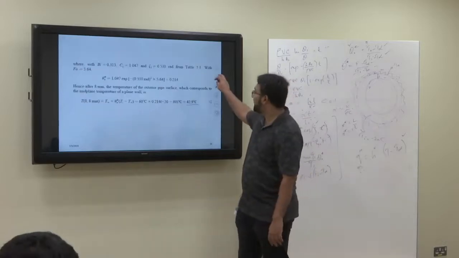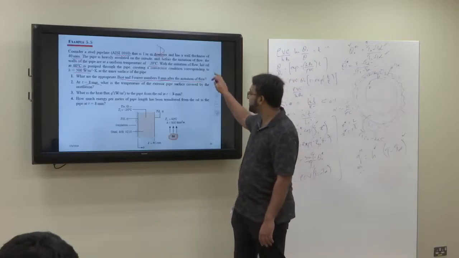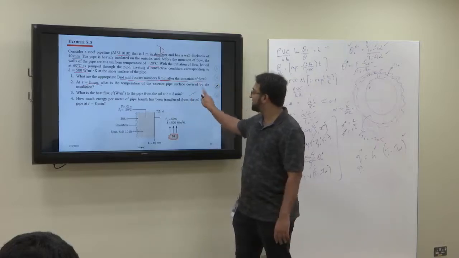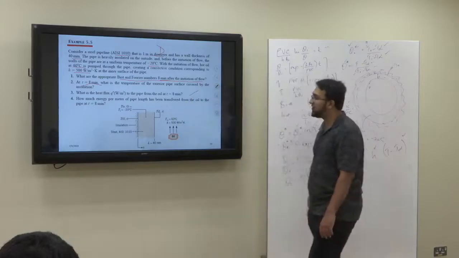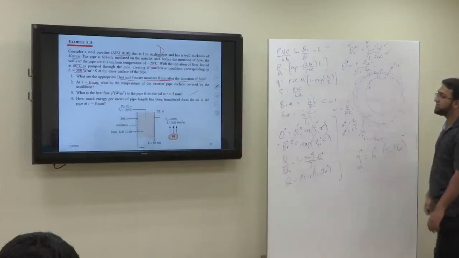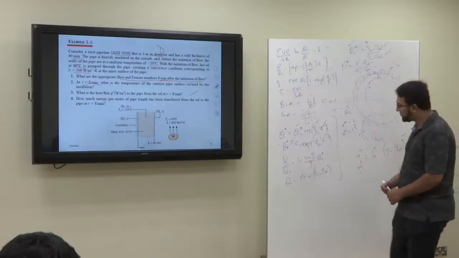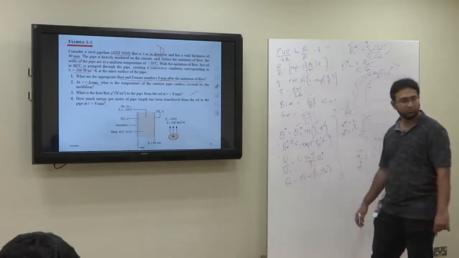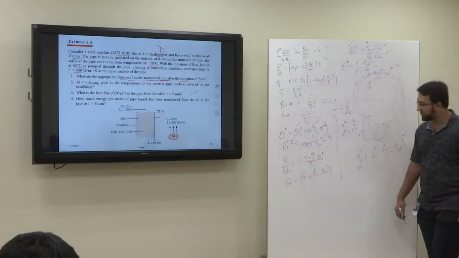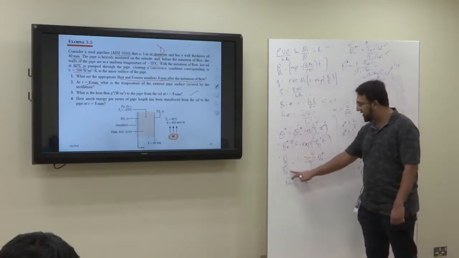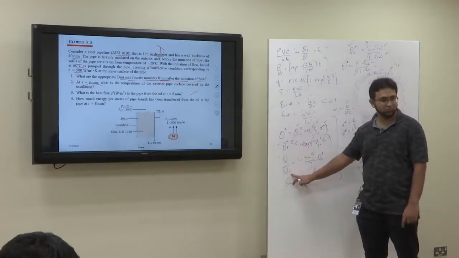Okay, so now what else do we need? Part 3 is also done. Now the last part: how much energy per meter of pipe length has been transferred from the oil to the pipe. So we need to find the total energy transfer, Q. But for using this Q, I need to know first what is Q naught.